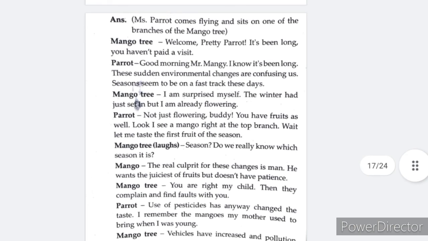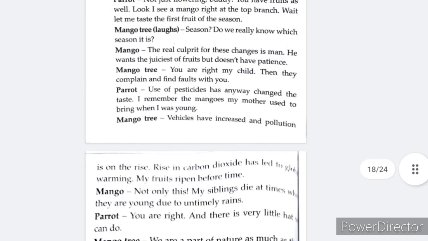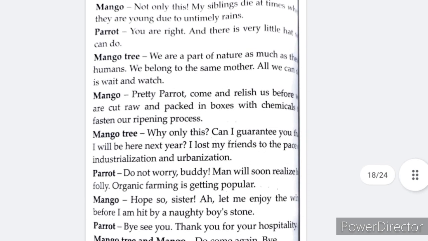Then comes the next question, compose about 8 to 10 sets of an imaginary dialogue between a bird, a tree, and its fruit regarding the effects of environmental changes. Write it in your notebook. Imaginary dialogue.